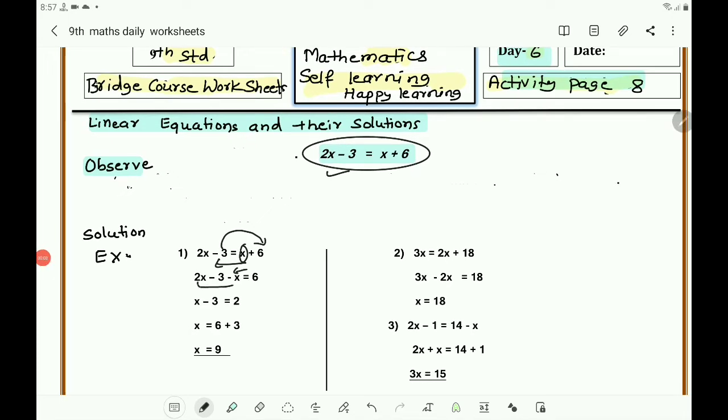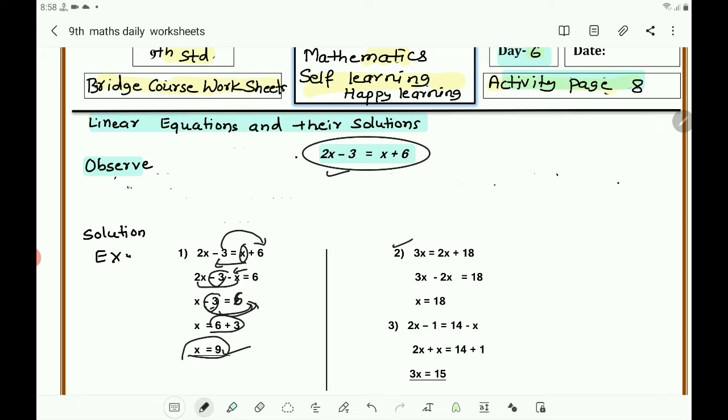Then it becomes 2x minus x is x. Then you write minus 3 here, that equals 6. Then you transfer this minus 3 to the RHS. It becomes x remains in the LHS, and this minus 3 should be transferred to RHS. Then it becomes x equals this 6, and this minus 3 becomes plus 3. So you will get x equals 6 plus 3, which is equal to 9.